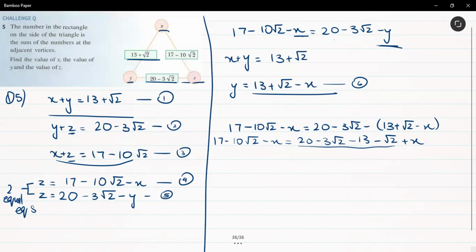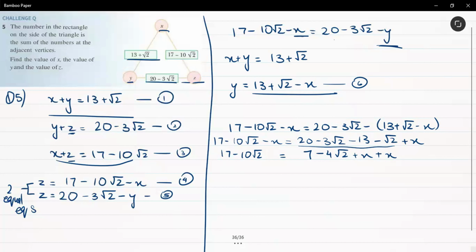I'm going to get 20 minus 13, which is equals to what? 7 minus 4 under root 2 plus x is actually equals to 17 minus 10 under root 2 minus x. I'm going to bring this minus x here actually, so I'm going to write plus x here also.